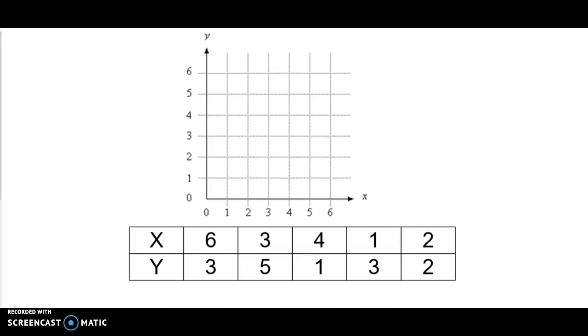Let's try one more. Okay, we have (6, 3), (3, 5), (4, 1), (1, 3), and (2, 2). Now these points are scattered all around. It almost looks like a circle. So this scatter plot would have no correlation.